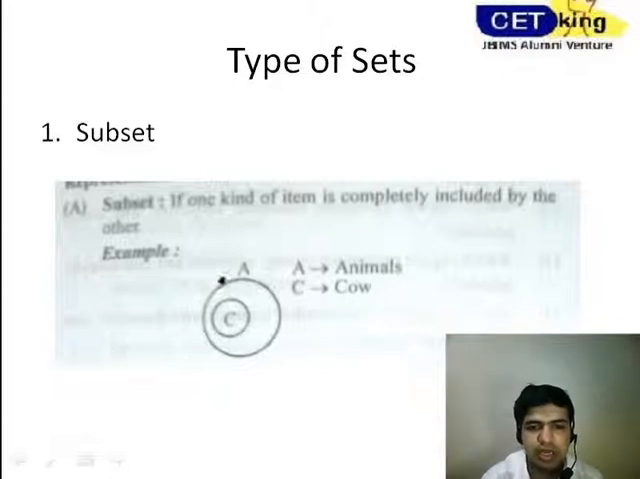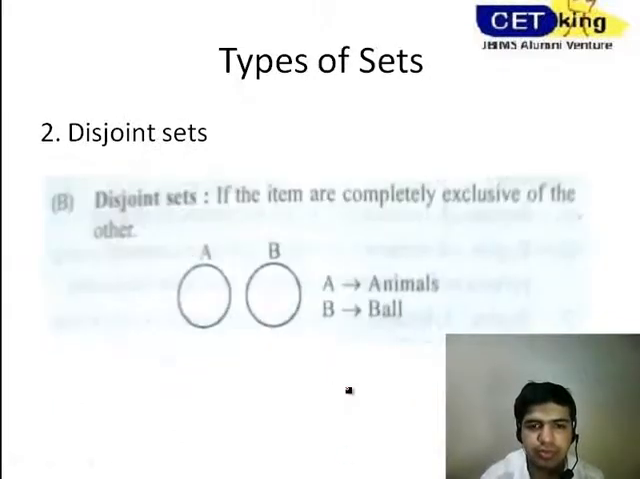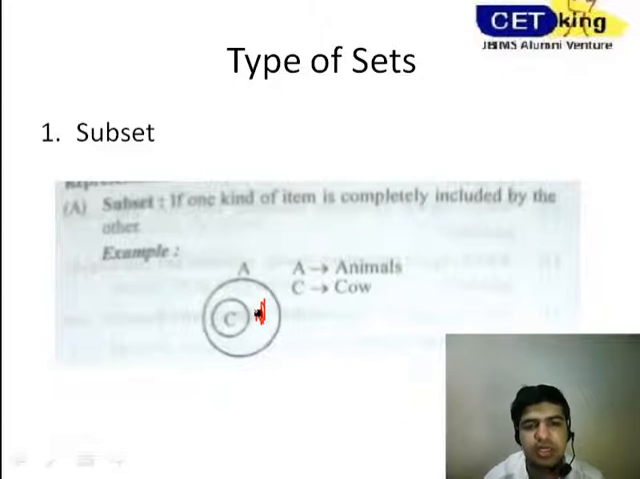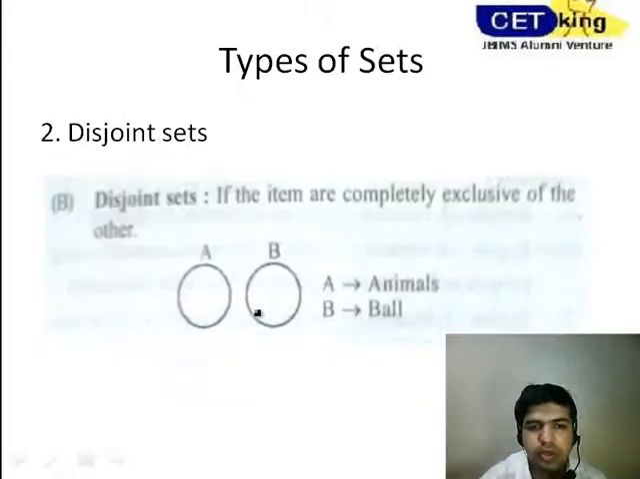Okay, C in between, and it is all surrounded by A. And in the region outside C and inside A, all the other animals will fall. So there is no doubt about it.